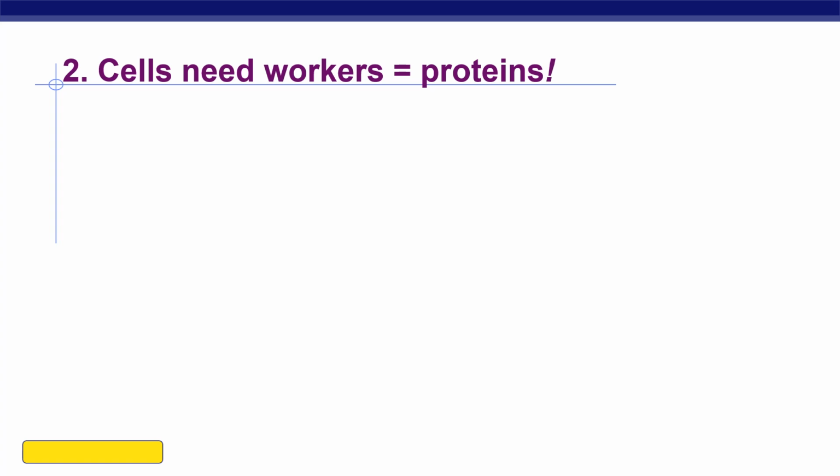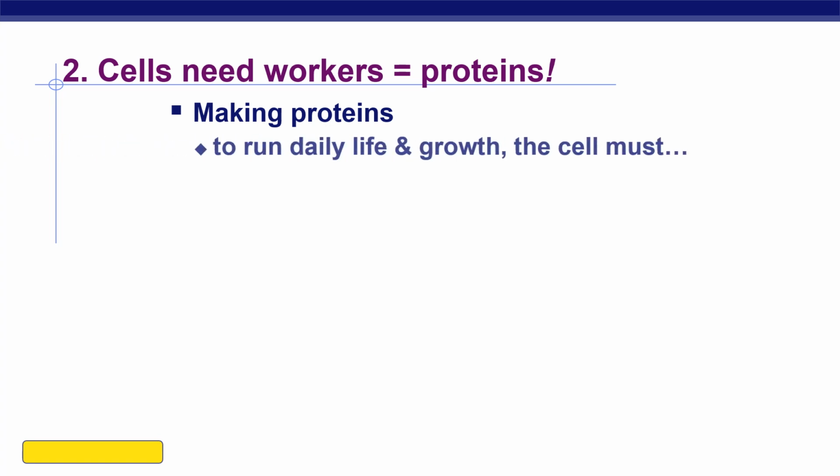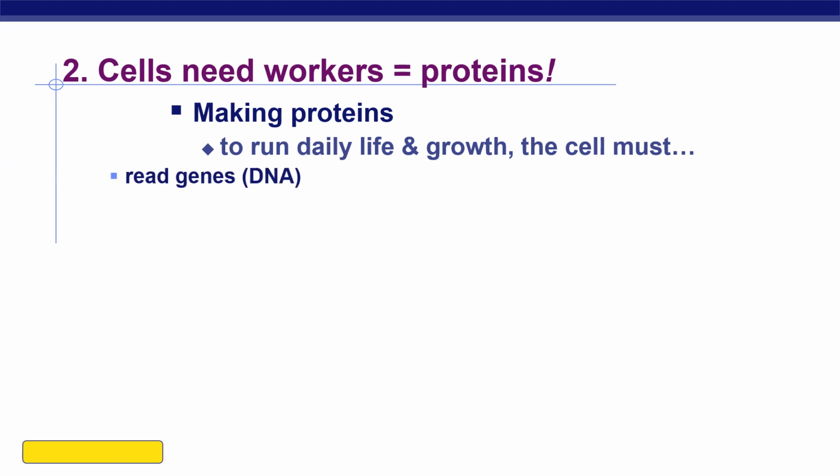Now, the second thing that you need to remember is that cells need workers. And these workers are what we call the proteins. What particular part of the cell is responsible in the production of proteins? By the way, proteins is for us to run daily life and growth, the cell must have these proteins that read genes or the DNA.